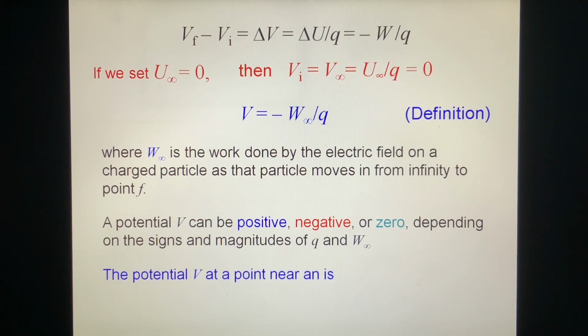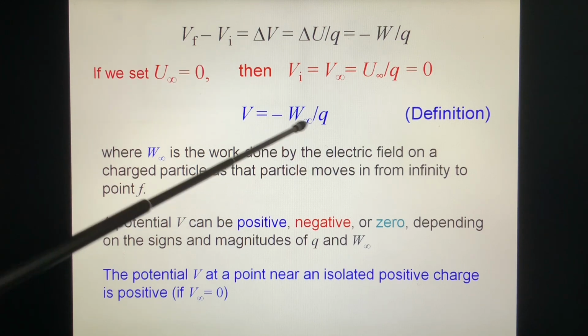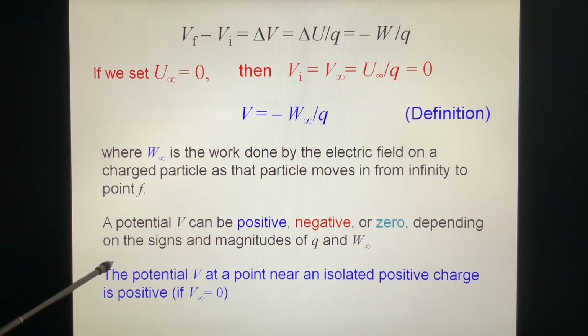The potential V at a point near an isolated positive charge is positive. When a positive charge establishes an electric field, and you move another positive charge from infinity to the final place, the work done by the electric field is negative, because an outside force does the job. Then with the negative sign, you get a positive. So the potential V at a point near an isolated positive charge is positive.